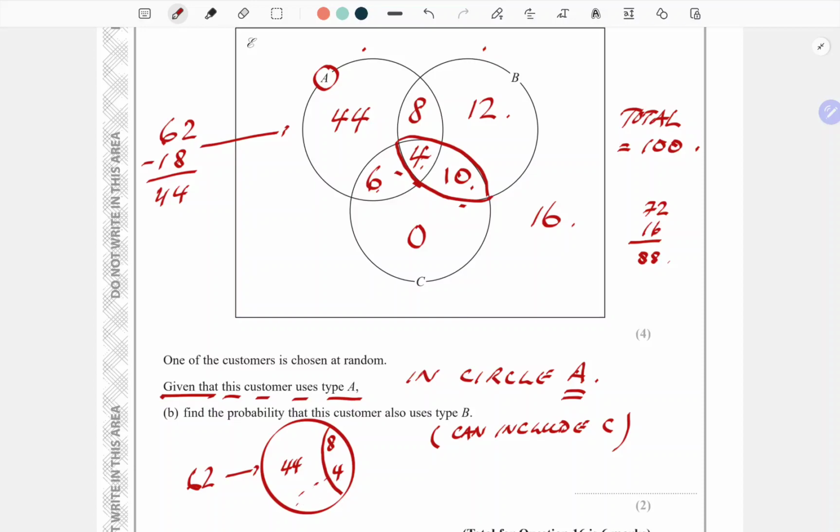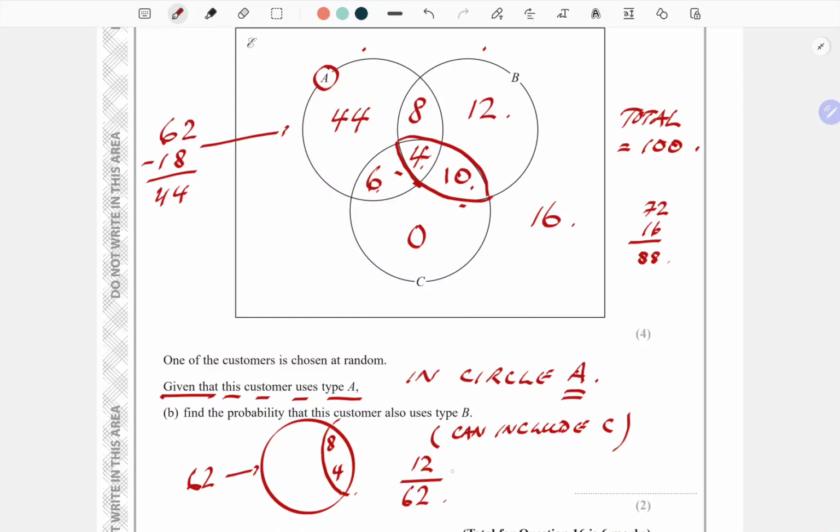In fact, you know what? I'm going to get rid of that last bit there. So we know that the bit of B that we have has 12 in it. So there are 12 people who use B out of the 62 that use A. So that effectively is your answer.